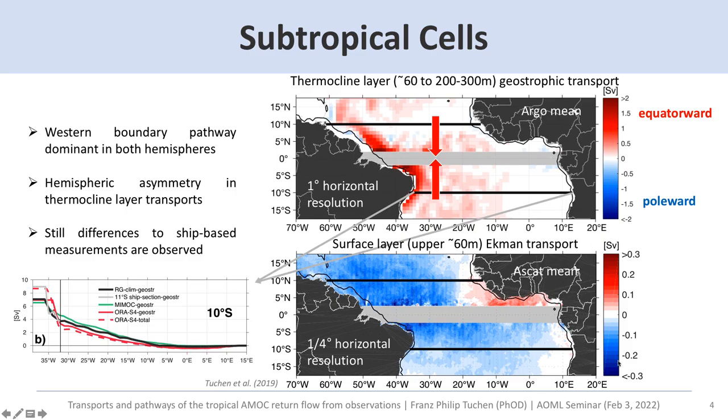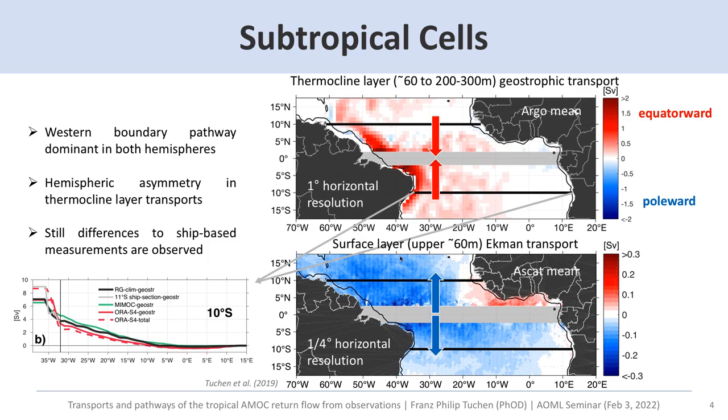And again, blue means poleward transports. So you can clearly see, due to the easterly trade winds, this component induces more or less everywhere poleward Ekman transport. Only in the most eastern part of the 10 North section, you have some southward or equatorward transport. But in general, it's a very, very symmetric Ekman transport divergence in the upper layer.